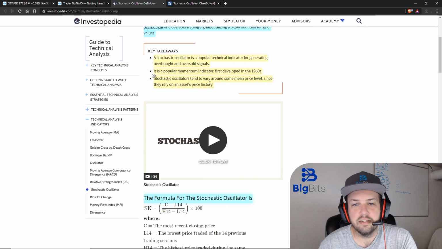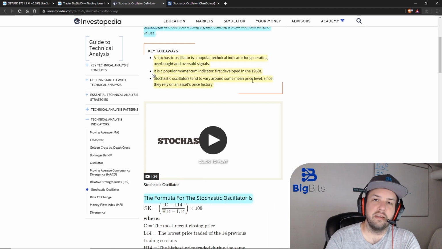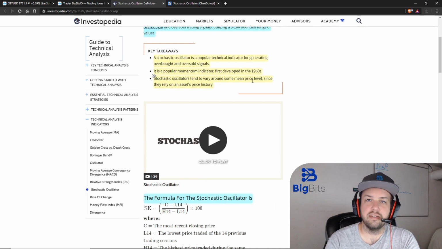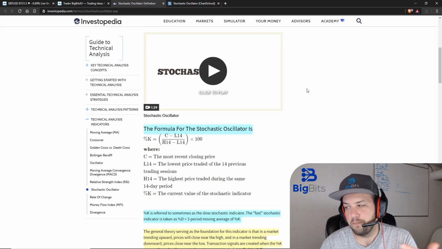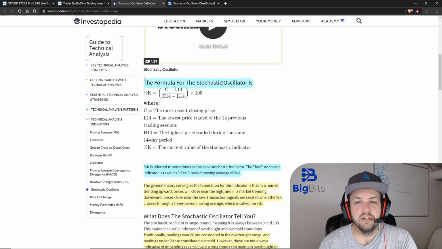But the stochastic oscillators tend to vary around an average price level since they rely on the asset's price history. That's just saying that it's relative to the average price level, because we are looking at a recent range of price history and the relative level of where the price is to that recent history. It might be a bit confusing, but when you take a look at the calculation, it's actually not that hard.